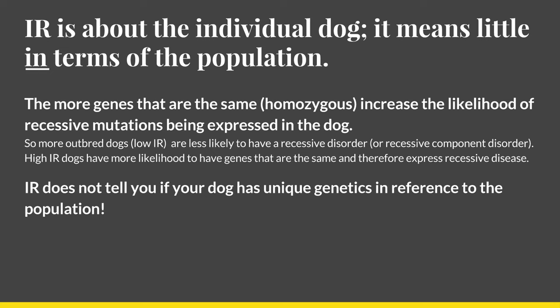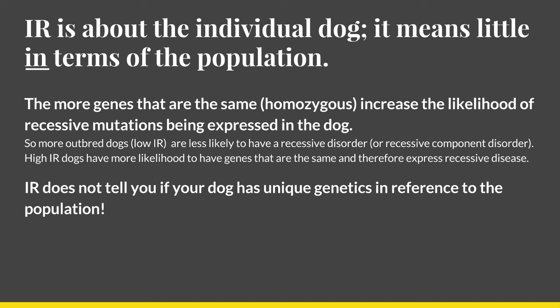The more genes that are the same, homozygous, the greater the likelihood of recessive mutations being expressed in a dog. So this is why IR is important. More outbred dogs with a low IR are less likely to express a recessive disorder or a recessive component disorder. High IR dogs have more likelihood to have genes that are the same and therefore express recessive disease, because a recessive mutation is 2 copies of the same gene.